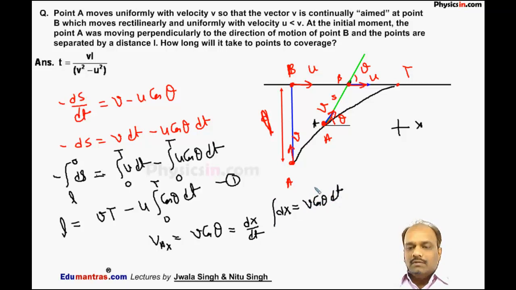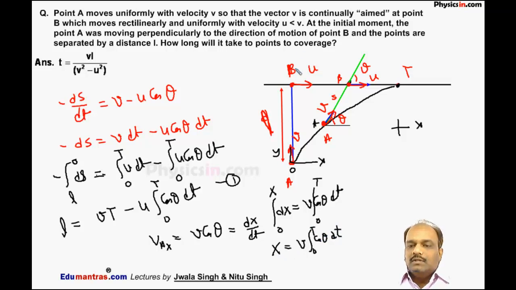On integration, I can say at t is equal to 0, the x coordinate is 0. Let this be the origin here and this be y. So at t is equal to 0, the x coordinate is 0, and after time t let the x coordinate be x. So from here we get x, the total horizontal displacement of this particle A, is equal to v integration of 0 to t cos theta into dt.